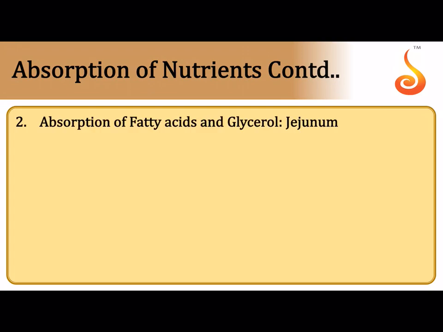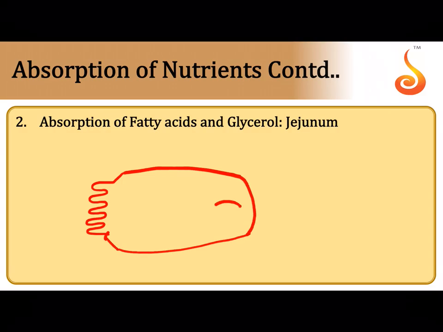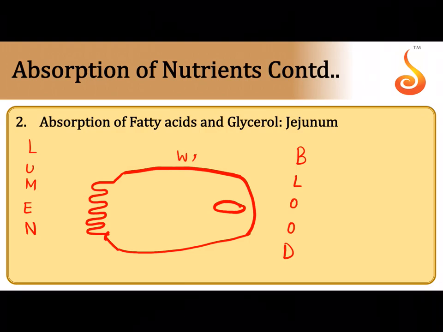Absorption of fatty acids and glycerol. Now, for example, again, this is the cell of your intestine which is ready to absorb the food. Where is the digestion process happening? The digestion process is happening in the cavity of your intestine, which is referred to as lumen, and where the absorption needs to be done into the blood. This is the wall of your intestine where you have this cell. What do we call this cell? We call this cell the mucosal cell.